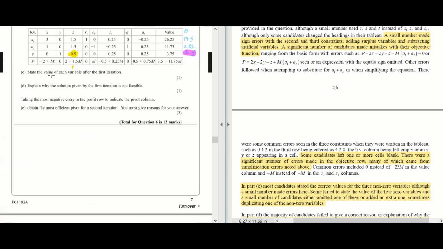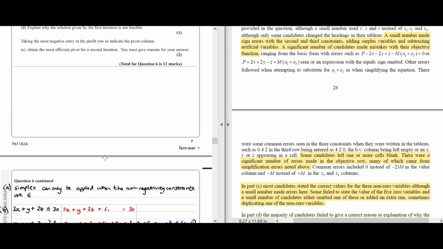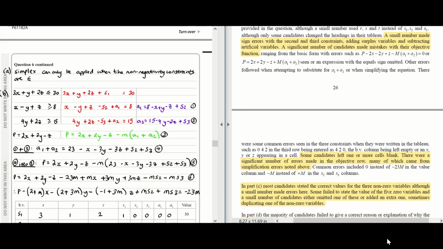Part C, where we had to state the value after each iteration, was done quite well, but there were some who failed to state the value of the 5 zero variables, and a small number of candidates either omitted one of these or added an extra one, sometimes duplicating one of the non-zero variables.